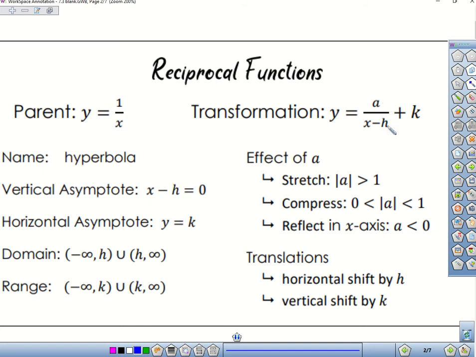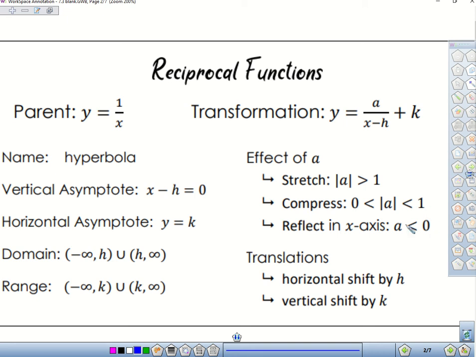Y equals a over x minus h plus k. So let's talk about what those different letters mean and how they affect the graph. Your a value determines your stretch, compression, and reflection over the x-axis. If the absolute value of your a value is greater than 1, that means you have a vertical stretch, meaning the graph is going up really fast. It's stretched this way, like this, okay? Stretched this way.